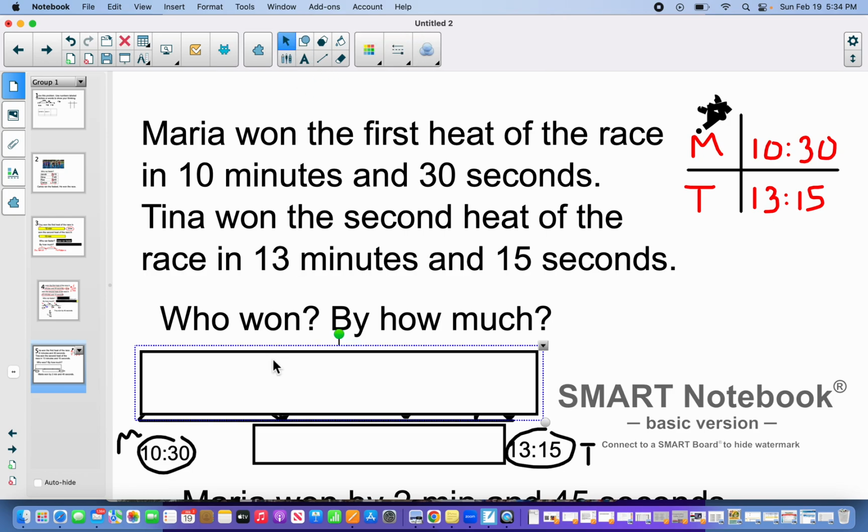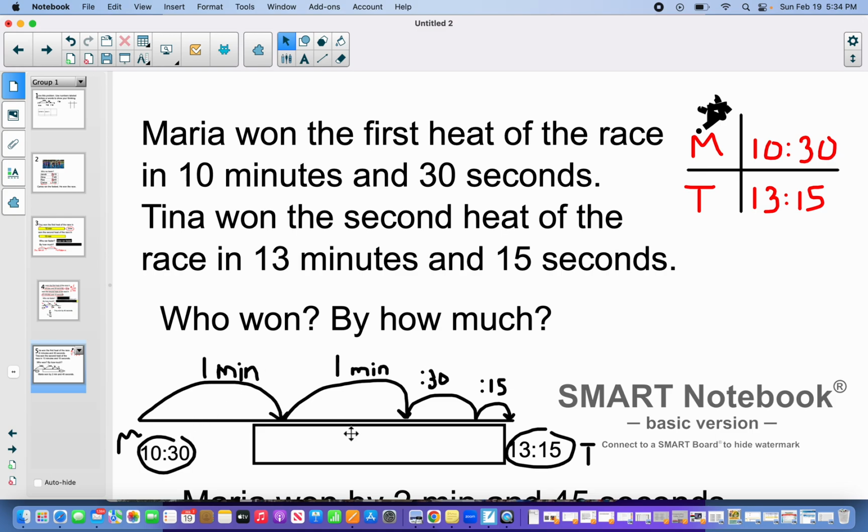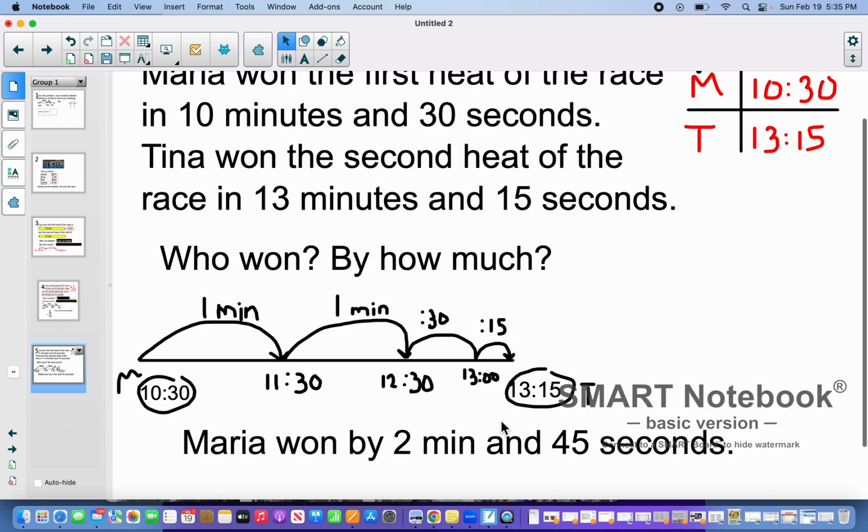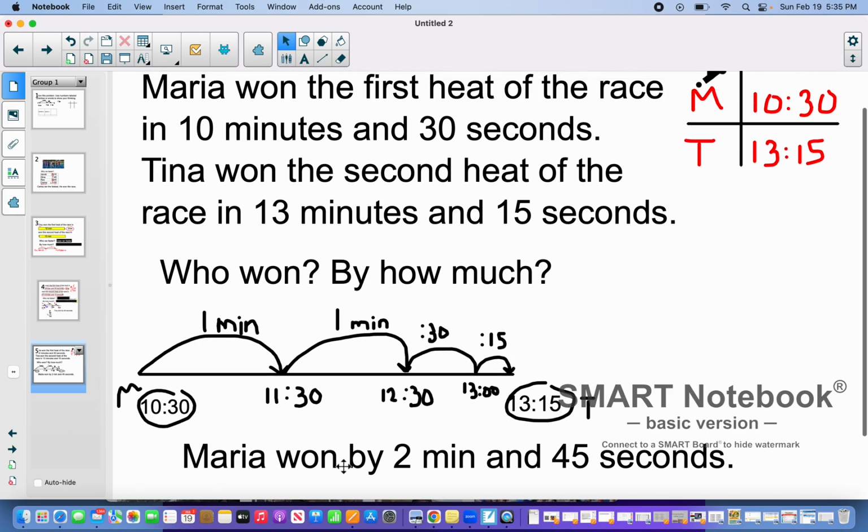Welcome back. Here's one example. You can go 10:30 to 11:30 is 1 minute. 11:30 to 12:30 is another minute. Then you can climb by 30 seconds to 13 minutes, and then 15 seconds to 13:15. Then you have to write your answer in a sentence. Maria won by 2 minutes and 45 seconds.